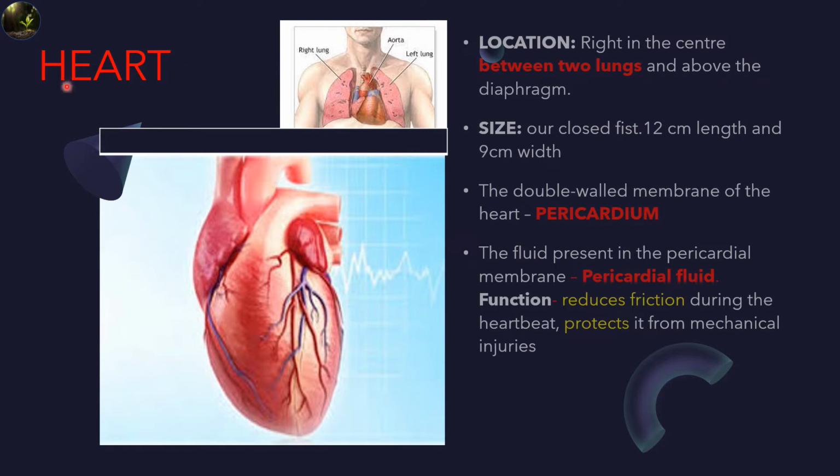Where is the location of the heart? The heart is located right in the center between two lungs and above the diaphragm. This down portion is the diaphragm. That is the location of the heart. It's very important. Then what is the size of the heart? It is the same as our closed fist. It has 12 centimeter length and 9 centimeter width.